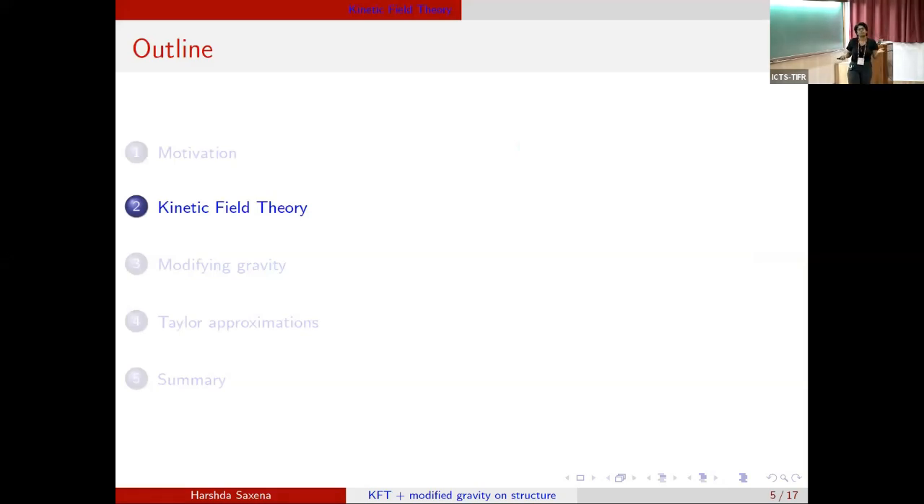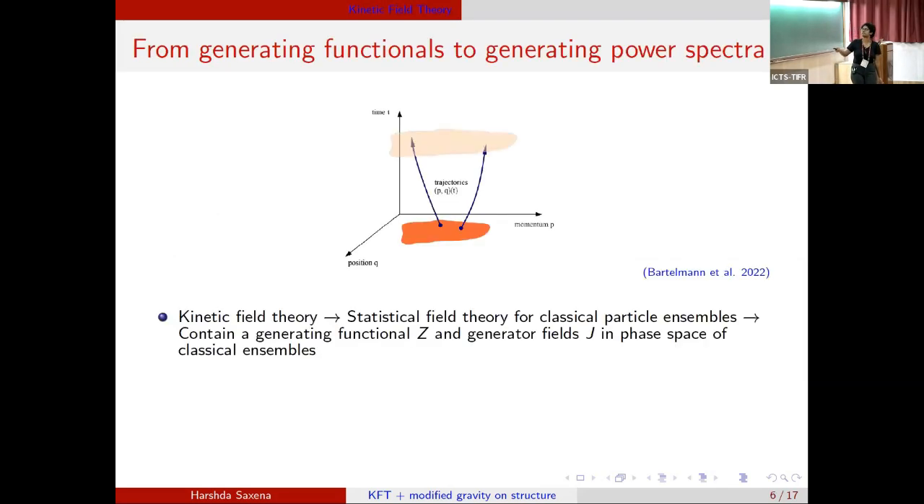And what is one thing that you know doesn't cross? The answer to that is phase-space trajectories. So kinetic field theory is basically a statistical field theory of classical particle ensembles. Like any field theory, it contains a generating functional Z, which basically encodes all the information about our system that we want to study, and the generator fields.